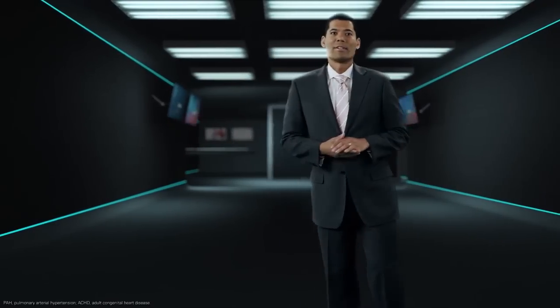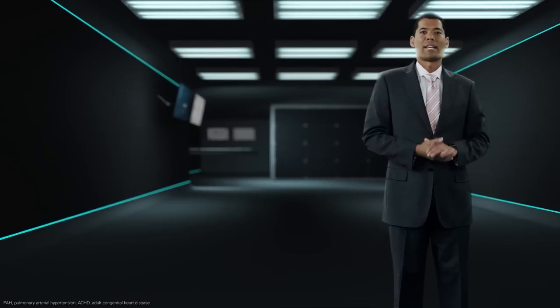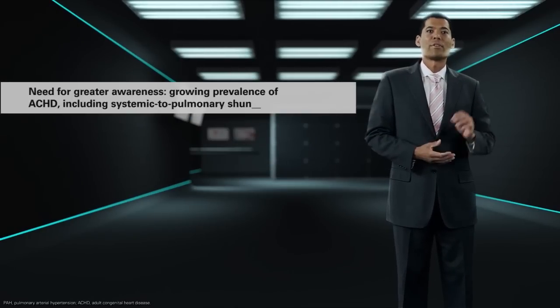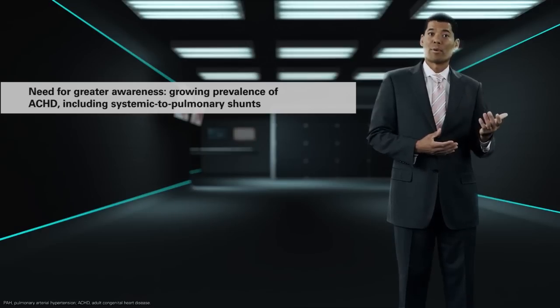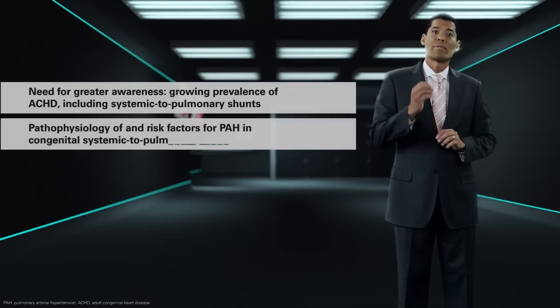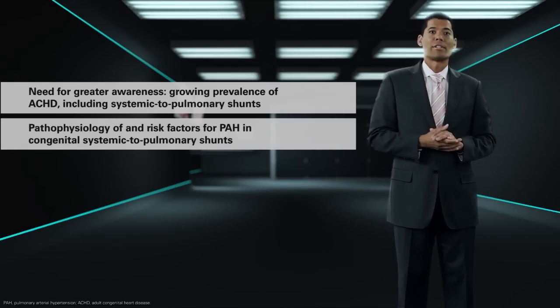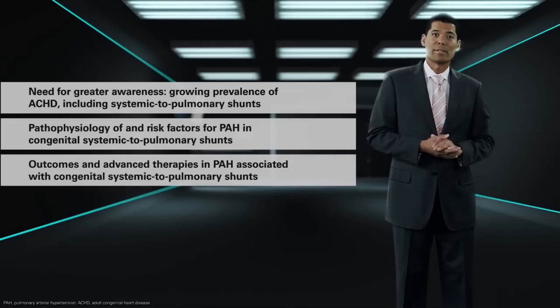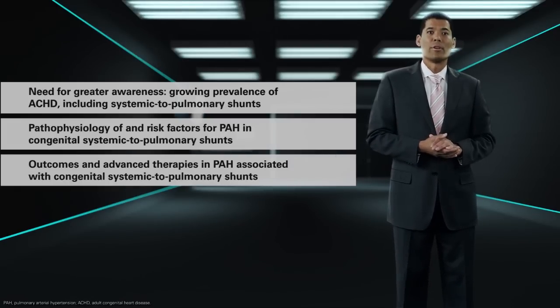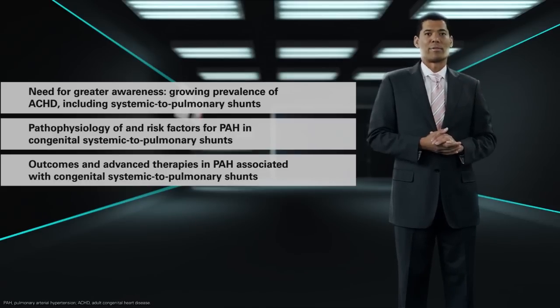In this presentation, I will integrate these 2 classification systems by discussing the growing prevalence of adult congenital heart disease, including systemic-to-pulmonary shunts, the pathophysiology of PAH and congenital systemic-to-pulmonary shunts, and the factors that lead to its manifestation. I'll also discuss patient outcomes and advanced therapies for PAH associated with congenital systemic-to-pulmonary shunts, including Eisenmenger syndrome.